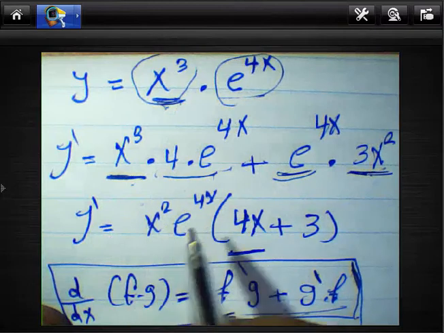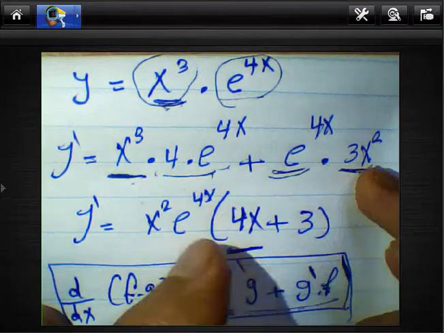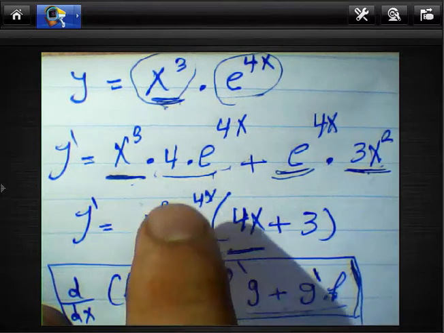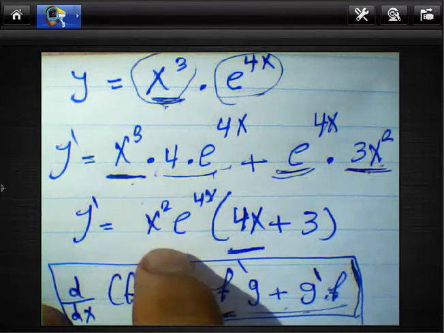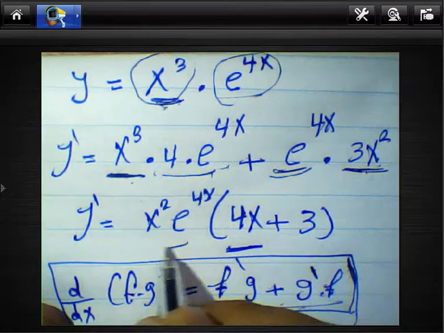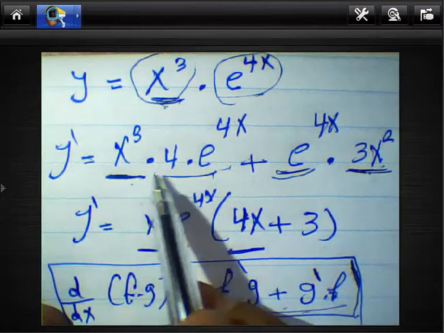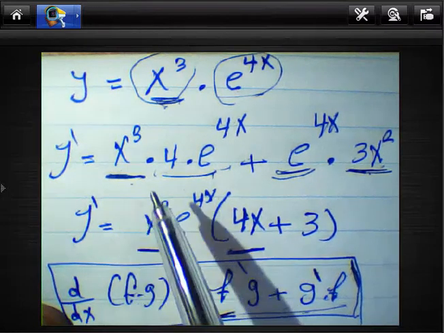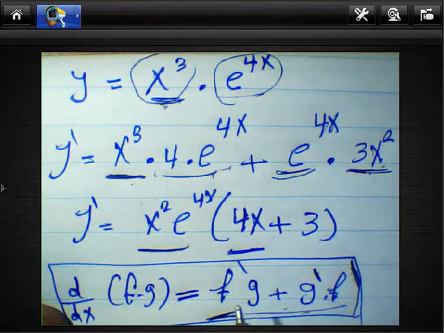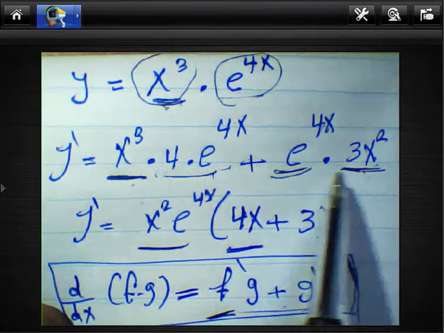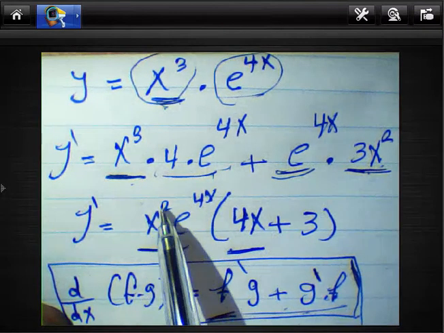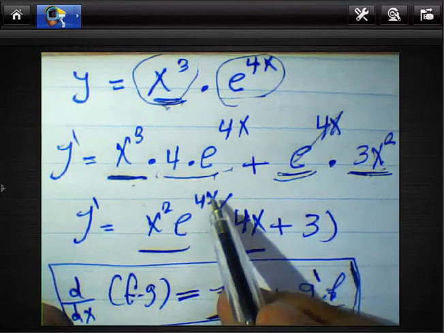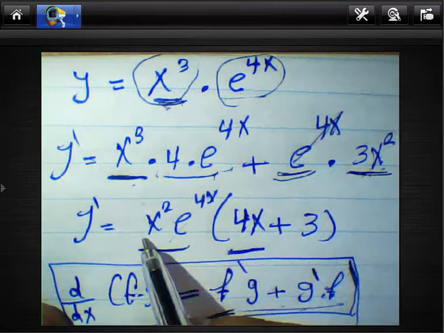We can write x power 2 outside here, and e power 4x outside, so x power 2 e power 4x is a coefficient of this function, and the remainder will be 4 multiplied by x, because x power 3 divided by x power 2 equals x, plus this term we can divide by x power 2 multiplied by e power 4x, and the result will be 3. We can cancel this term, x power 2 is x power 2, and the result will be 3.